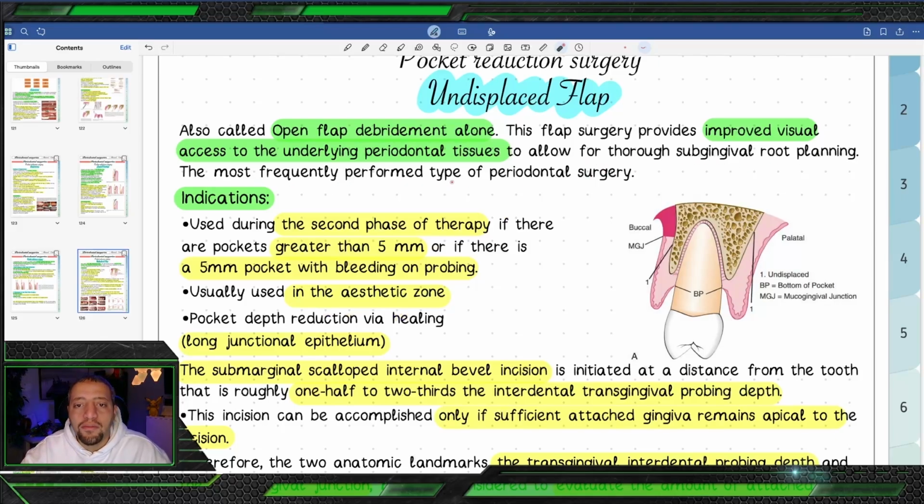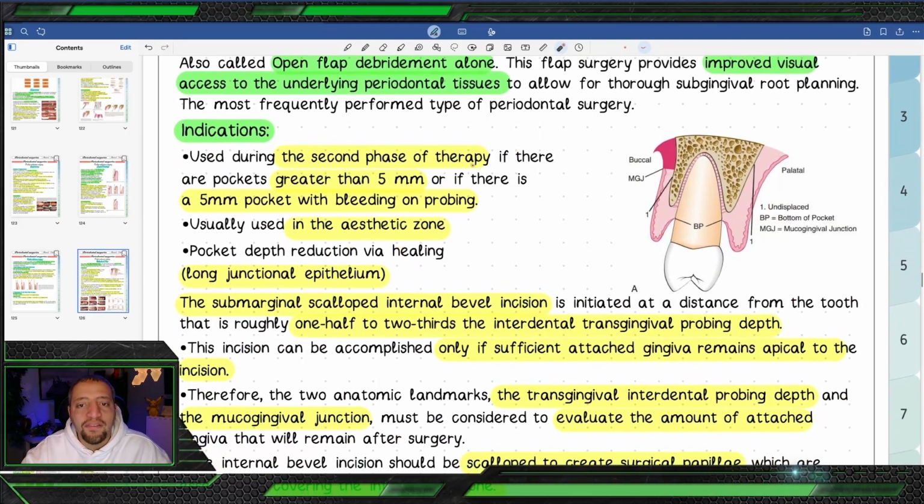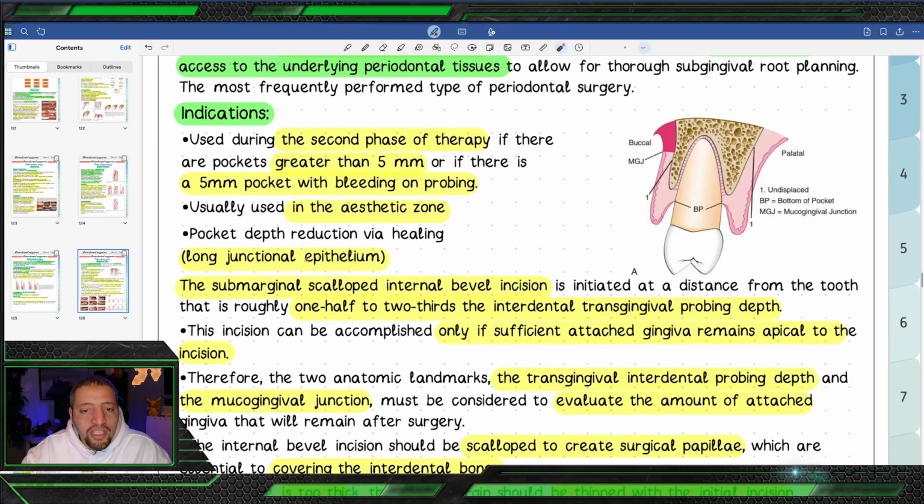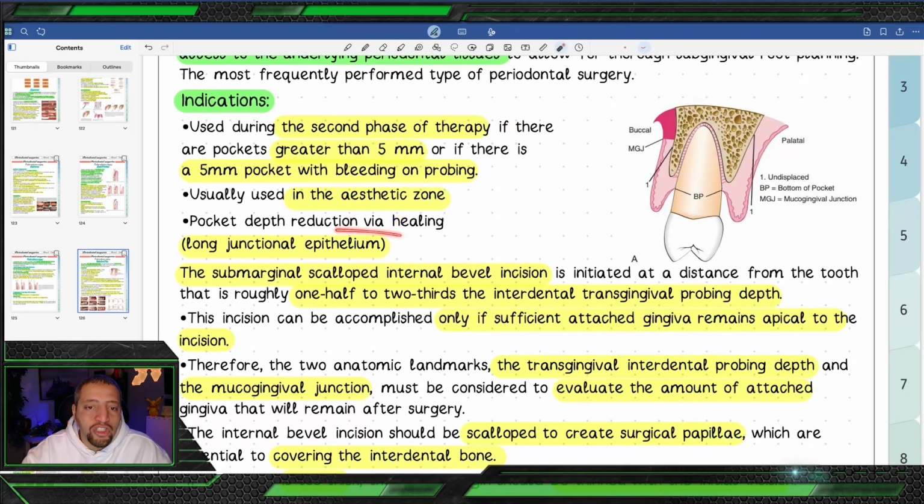The most frequently performed type of periodontal flap is indicated during the second phase of therapy if there is a pocket greater than 5 mm, or a pocket of 5 mm with bleeding on probing. It is usually used in the static zone, with pocket depth reduction via healing by long junctional epithelium, because it's the same as the previous one, curettage, but here we open, we see the bone, we remove the calculus, we are looking directly at the soft tissue, and this is why periodontists love this technique.